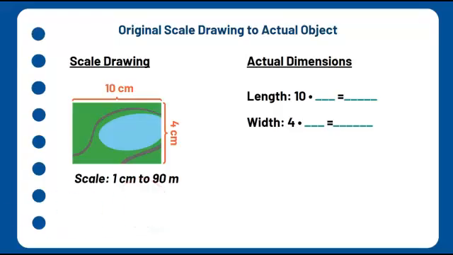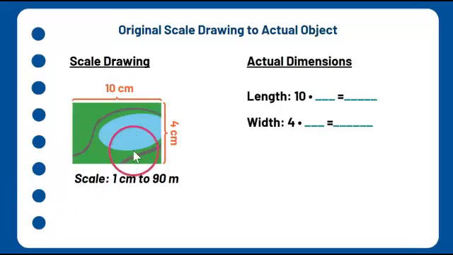The length of the scale drawing was 10 centimeters, and the scale was 1 centimeter to 90 meters. So we can multiply 10 times 90 to find the length of the actual park. Since 10 times 90 is 900, the length of the actual park is 900 meters. We will follow similar steps to find the width of the actual park.